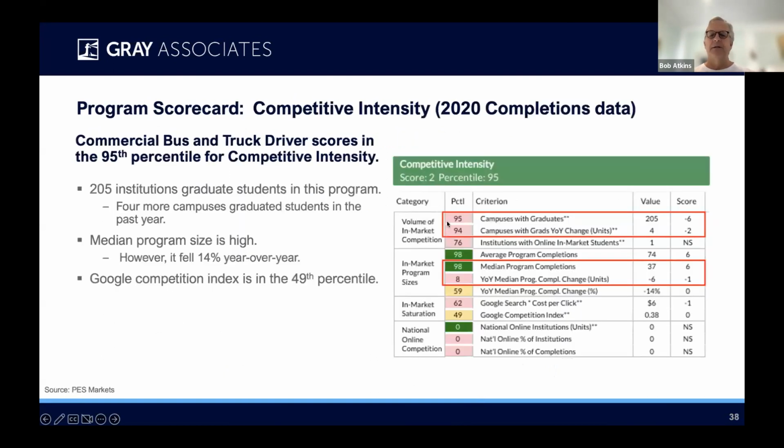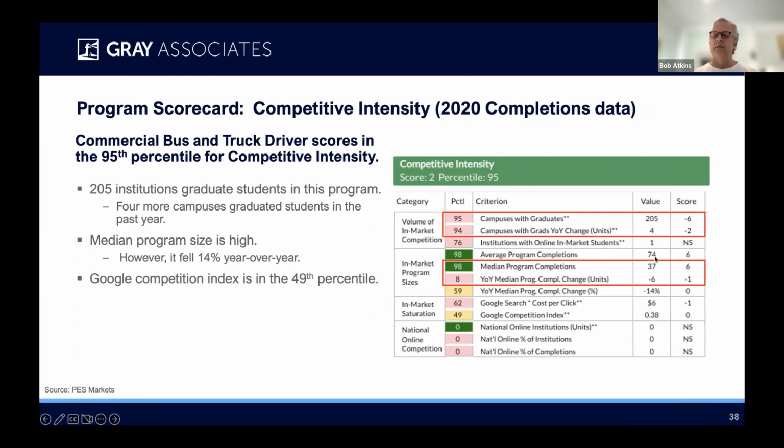Now, switching gears a little bit, let's talk about competition. Pretty competitive program, 95th percentile in terms of competition. And remember that a high score on competition is not a good thing. So you see these are pink in this case because the coloring is reversed. 205 institutions teaching this. Interestingly, 4 added to the market last year. And I'm going to keep going down.